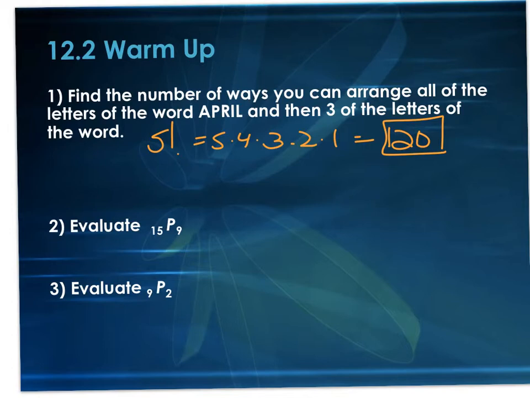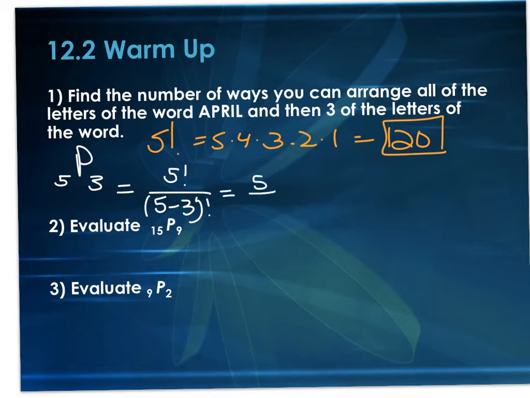And then it says 3 letters of the word. So now we're pulling out just the 3 letters, which changes this to a permutation with a certain amount at a time, right? This would be 5, this would be 3. And we will write out, because I warned you yesterday, if you don't do this, you don't get full credit, that this means 5 factorial over 5 minus 3 factorial, or 5 factorial over 2 factorial. Without a calculator, I can expand it: 5 times 4 times 3 times 2 factorial over 2 factorial. These would cancel, and it'd be 20 times 3, or 60.